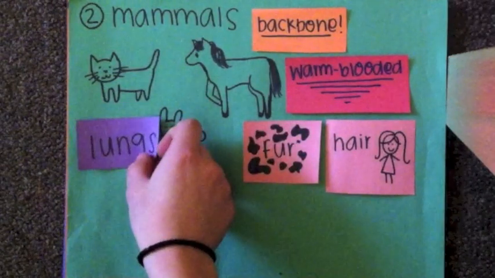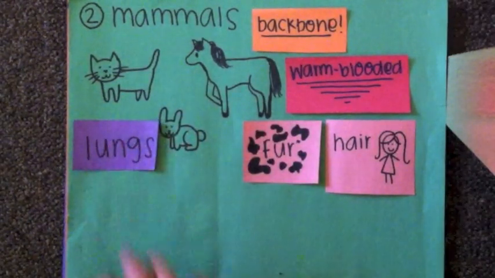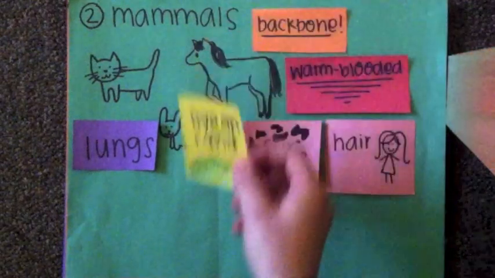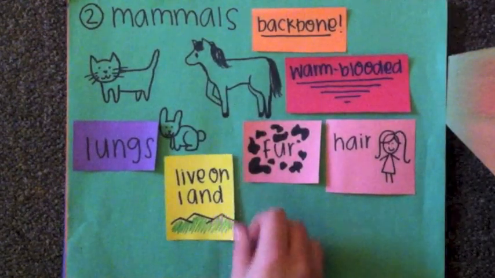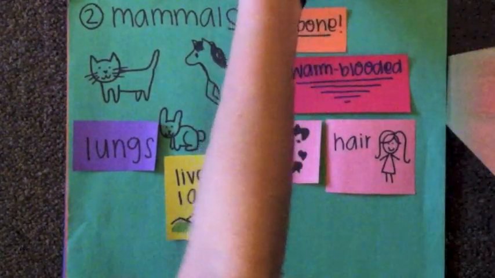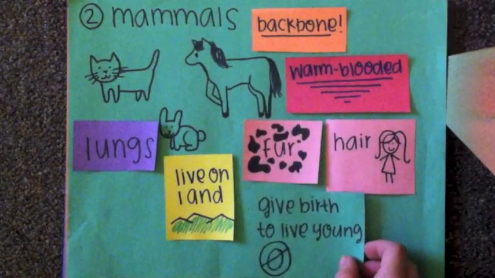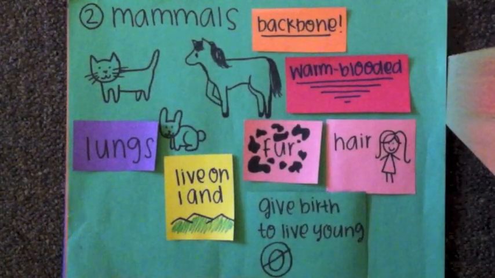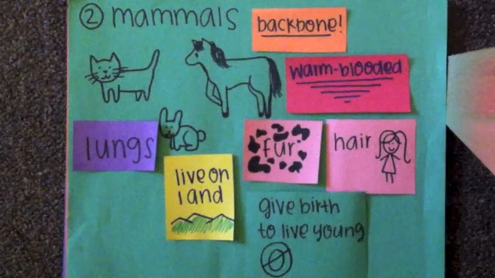Mammals breathe with lungs, just like you and me. They live on land, and they give birth to live young, which means mammals do not lay eggs.